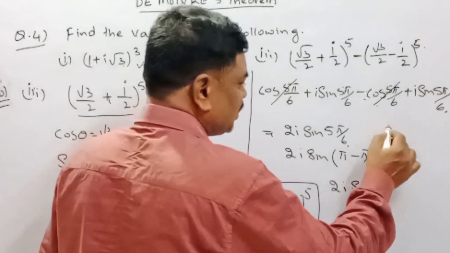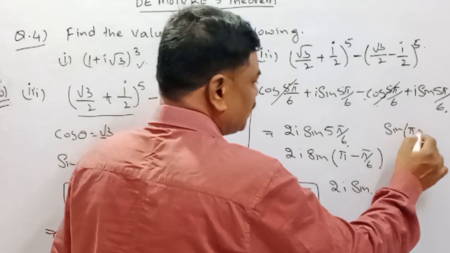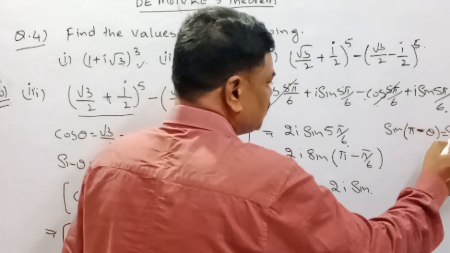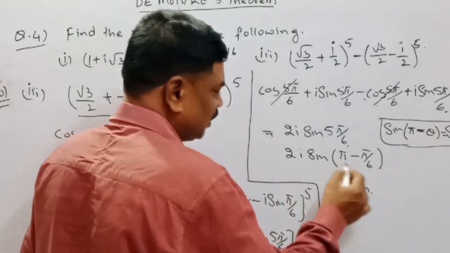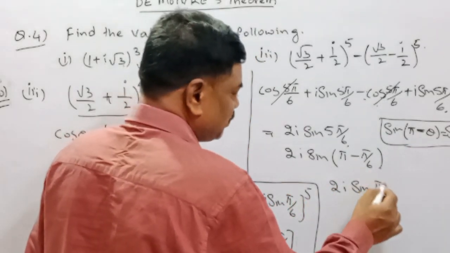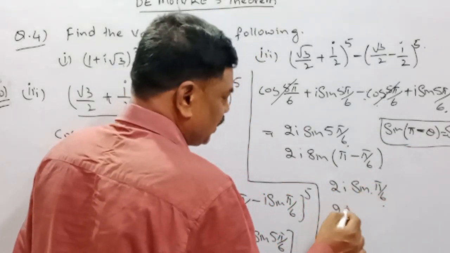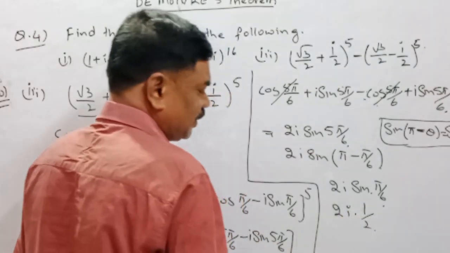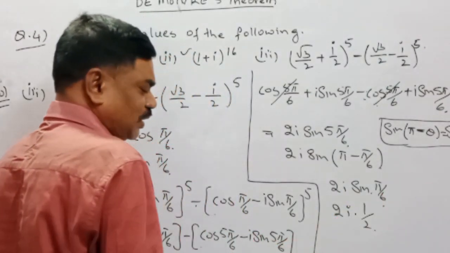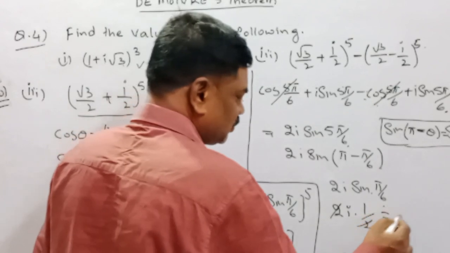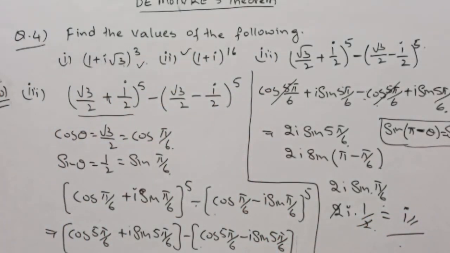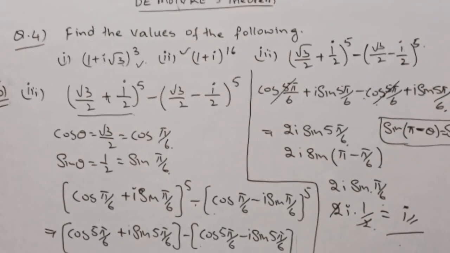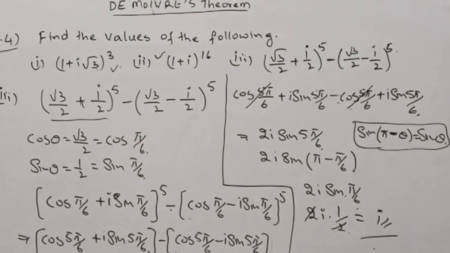We know that sin(π − θ) equals sin θ. By using this formula, this is sin π/6, so 2i times 1/2, the value of sin 30 degrees. This is equal to i. Iota is the answer. That's all. Thank you.